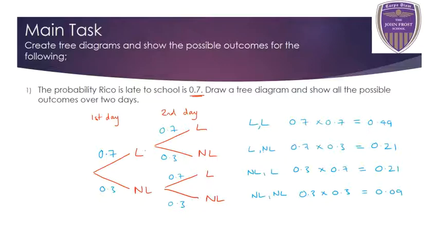Second outcome is late the first day, not late the second day, and then so on. You can see the others. And then if you add these numbers together at the end, they make 1. So that's the first answer. So press pause if you need a little bit longer to have a look at that and copy it down if you need to. And then press play when you're ready for question 2.